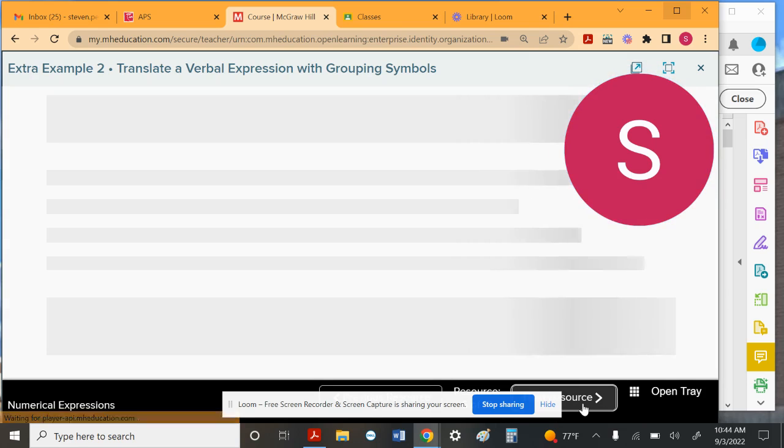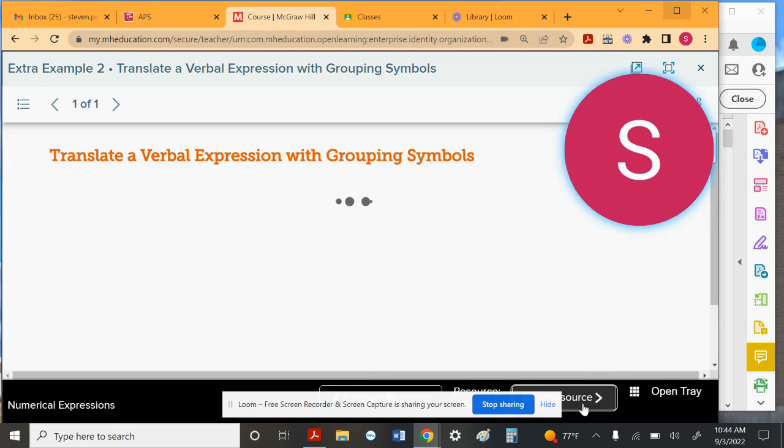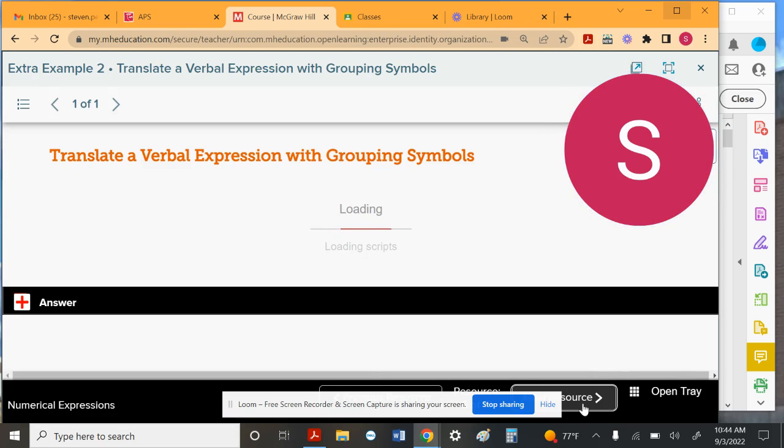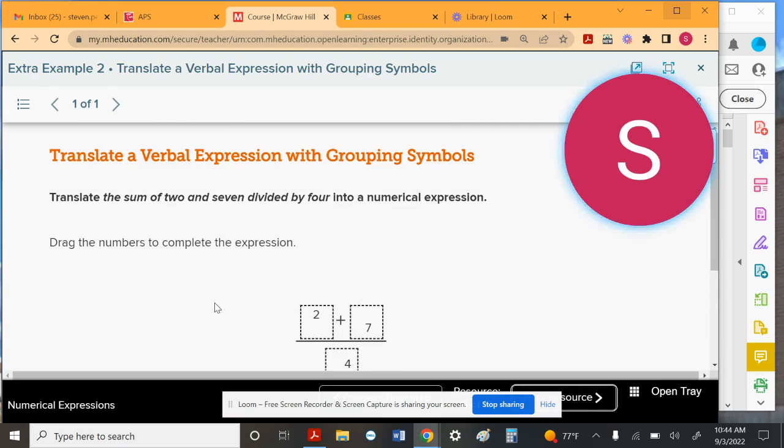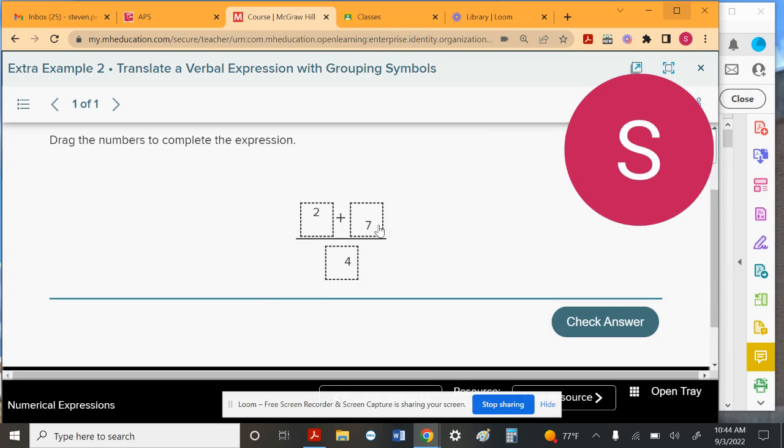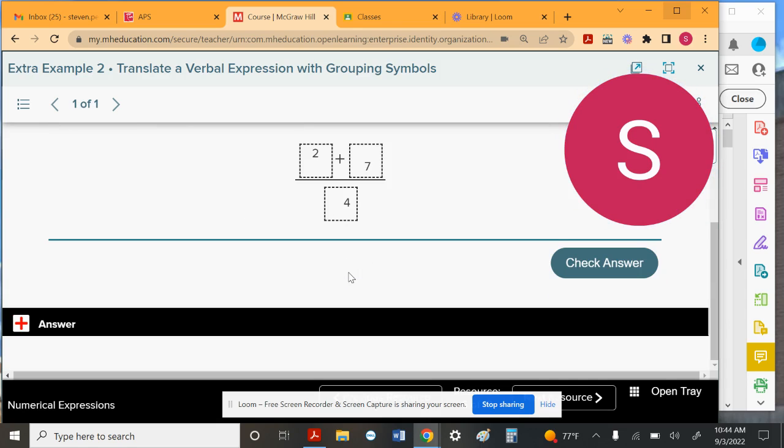Okay, translate a verbal expression with grouping symbols. So now we're going to have grouping. I want to make sure you understand this. It's important. If I have something like the sum of, which is what they have here, 2 and 7, that's going to be grouped together, divided by 4. So it'd be the sum of, so notice here we do 2 plus 7 first, and then divided by 4. Okay, so sum of, product of, difference of, those kinds of things usually will mean that you have to do the operation inside parentheses, and then you're going to do something else with that parentheses in the problem.